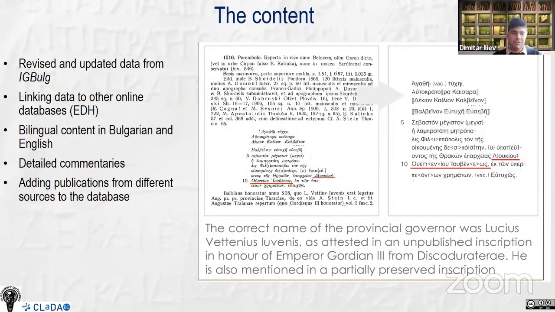Here you see an instance where a provincial governor known from the third volume of Mihailov, which was published in the 1960s, now appears in the revised form of the respective inscription, IGBulg 1510. The name of this person proves to be something rather different, as resulting from the autopsy that Dr. Sharankov was able to do of this monument.